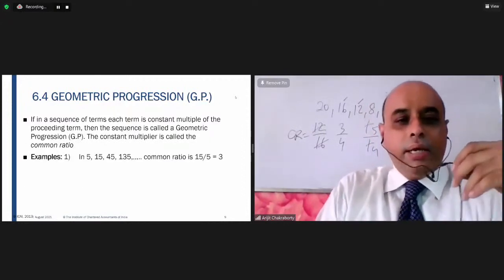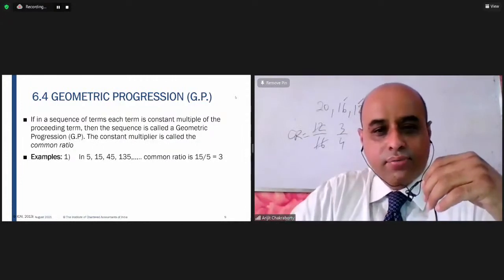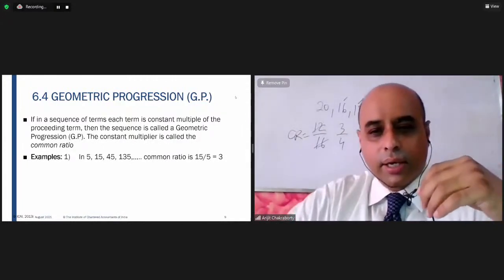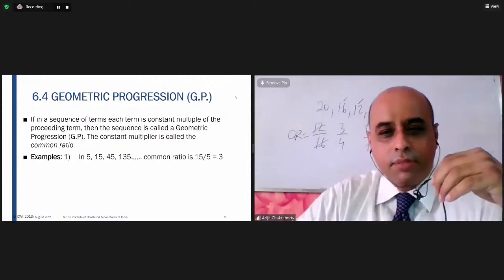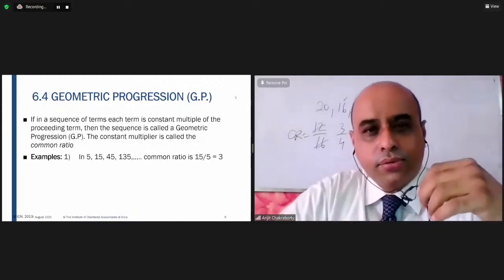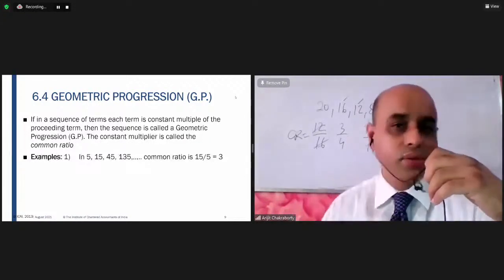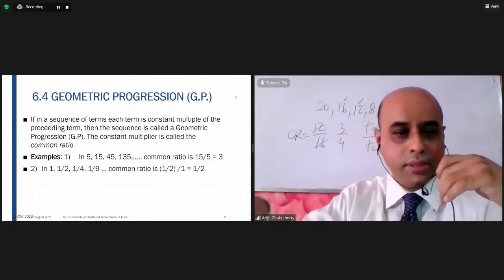Okay. Let us take this example now: 5, 15, 45, and 135. Let us see whether it is a GP. Here the common ratio is: 5 into 3 is 15, 15 into 3 is 45, 45 into 3 is 135. So the common ratio is 3. Yes, it is a GP, and it increases.